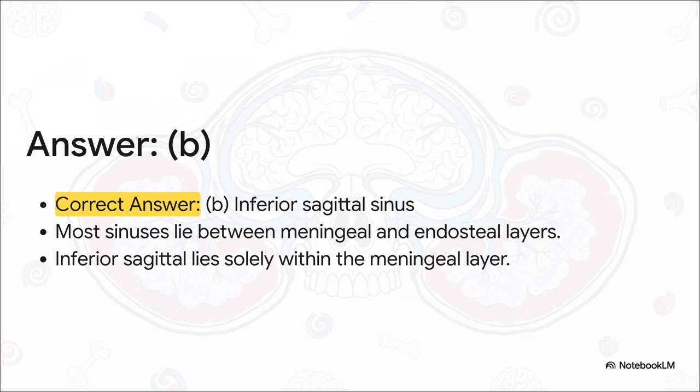While the vast majority of your dural venous sinuses act as wedges between the outer endosteal and inner meningeal layers, the inferior sagittal sinus, along with the straight sinus, are the big exceptions. They sit exclusively within folds of the meningeal layer itself.